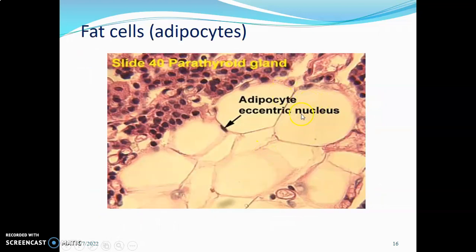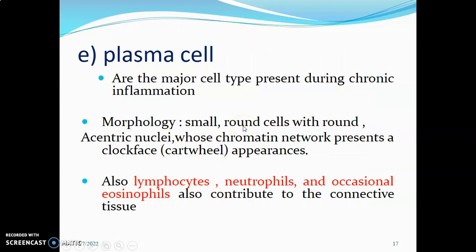So this is what I mean. The cells look clear. They contain fat that does not take up the stain, so it looks clear. It pushes the cytoplasm to the edge, so that you have a thin rim of cytoplasm, and the nucleus has also been pushed to the edge. When you see this, medical students just know this is an adipocyte: clear cell, thin rim of cytoplasm, with an eccentric nucleus at the side.